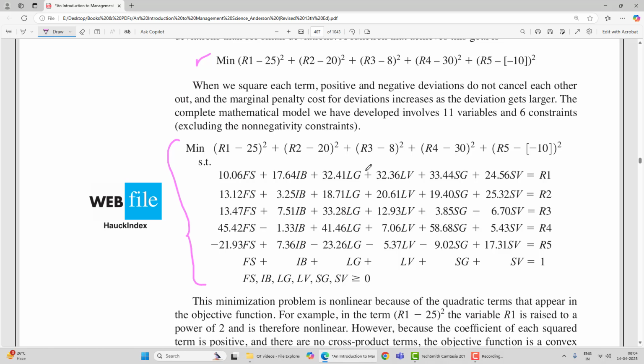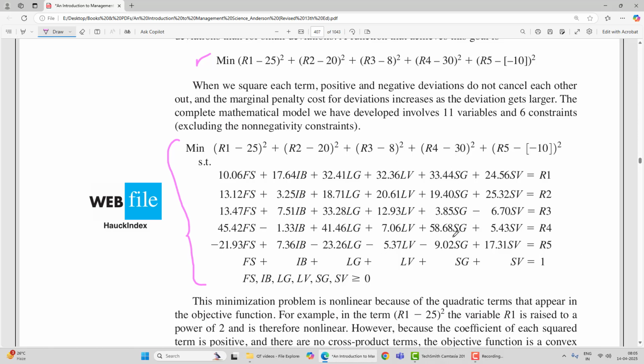We need to set up this in our solver as a non-linear formulation, and while solving also in the solver we have to choose GRG non-linear. I have explained how to handle non-linear models in solver in my earlier video. I have made a separate video for non-linear and a separate video for integer. So refer to those to understand how to solve this in Excel solver.